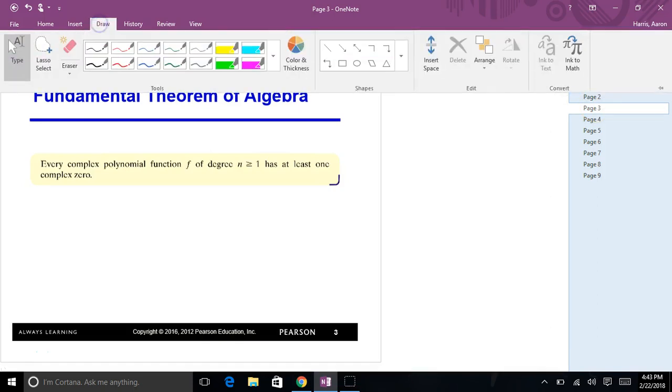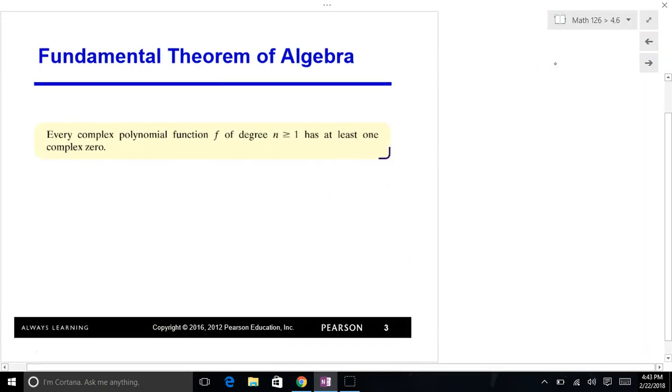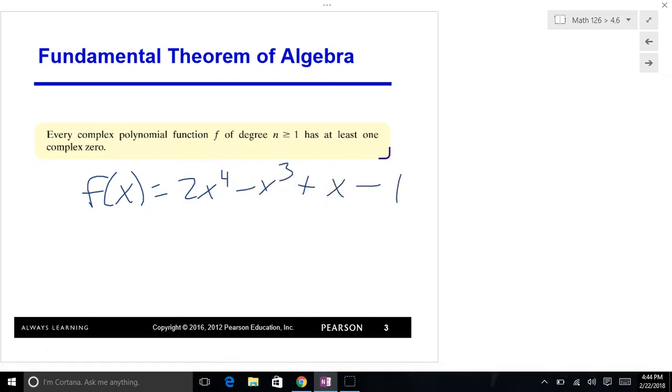This is fundamental, meaning very important to algebra. This says every complex polynomial function of degree n greater than or equal to 1 has at least one complex zero. So for instance, let's say we have f of x equals 2x to the 4th minus x cubed plus x minus 1. This thing is degree 4. So this theorem states that it has at least one complex zero. Complex meaning it may not show up on a real number graph, but it's got to at least be complex.